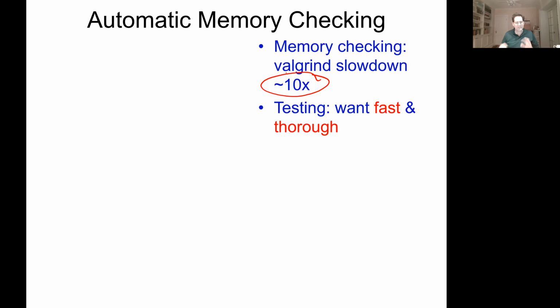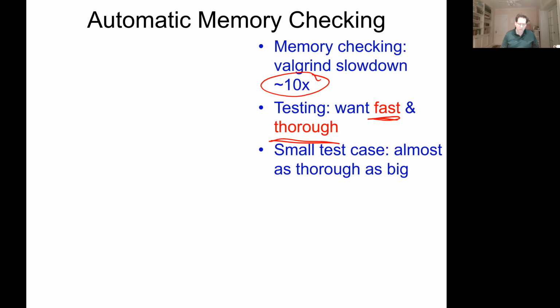So that is a problem. What we want in testing is we actually want two somewhat incompatible things. We want it fast so you can run the tests a lot, and we want it to be thorough, which means we'd like to do each test to make sure it catches all the bugs it can. Those are actually kind of contradictory.